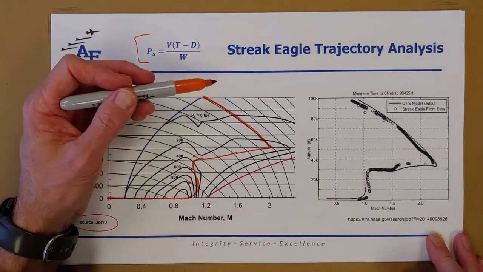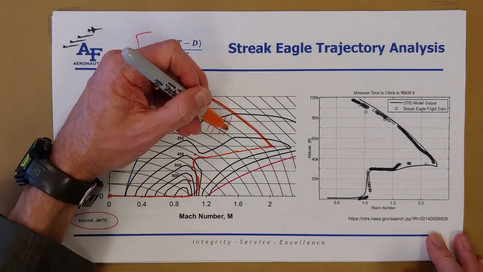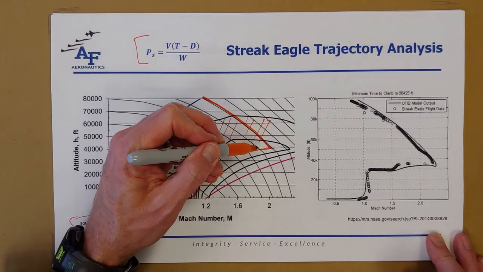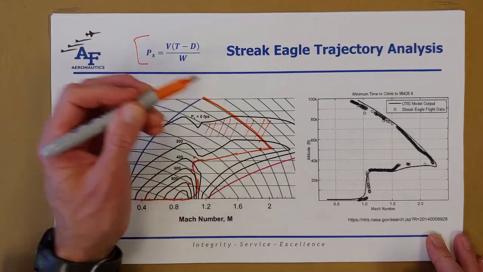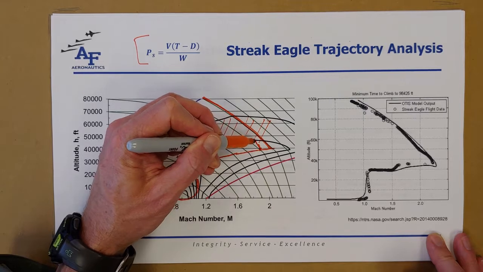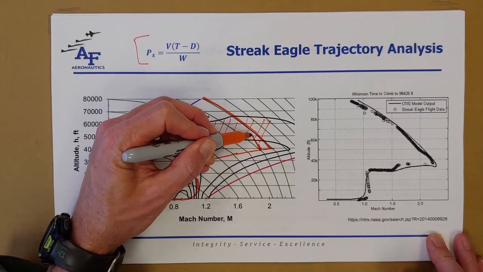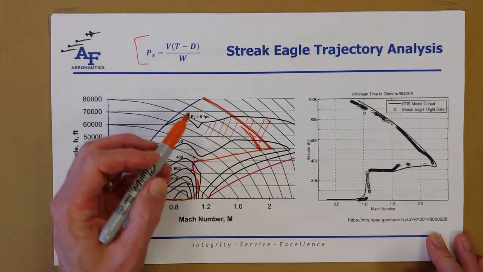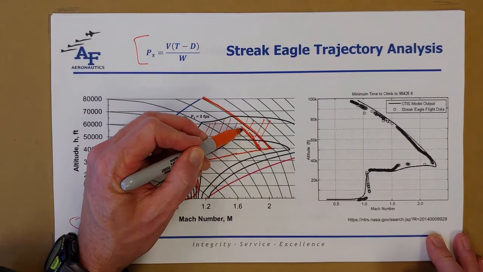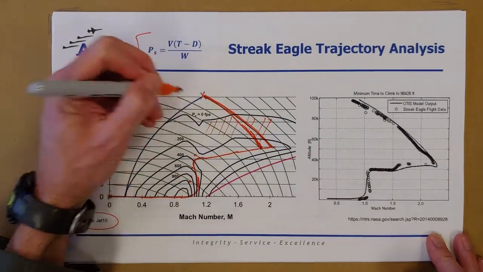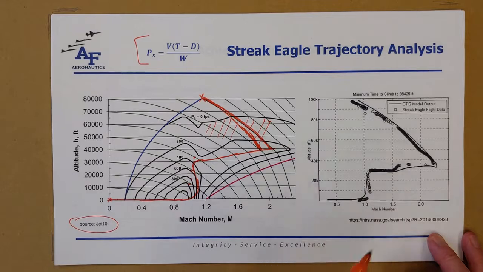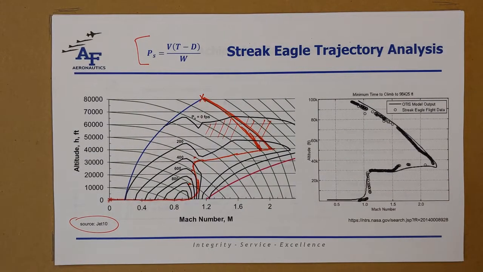So somewhere along here, we want to intercept this. To the extent that we're positive P sub S, and everywhere inside here is positive P sub S, we'll be gaining energy height. So it might be about right here at, let's say, the 90,000, and we start our climb. We're already going Mach 2, in a 60-degree climb, and because we're still positive P sub S, we are constantly gaining energy height until that point. That is the optimum Streak Eagle trajectory. And here's the actual flight test data from a NASA report.